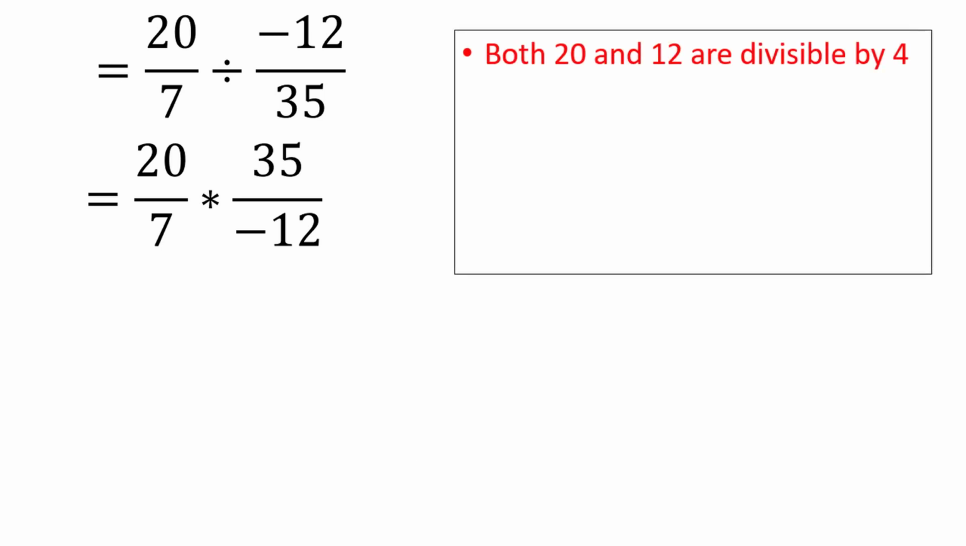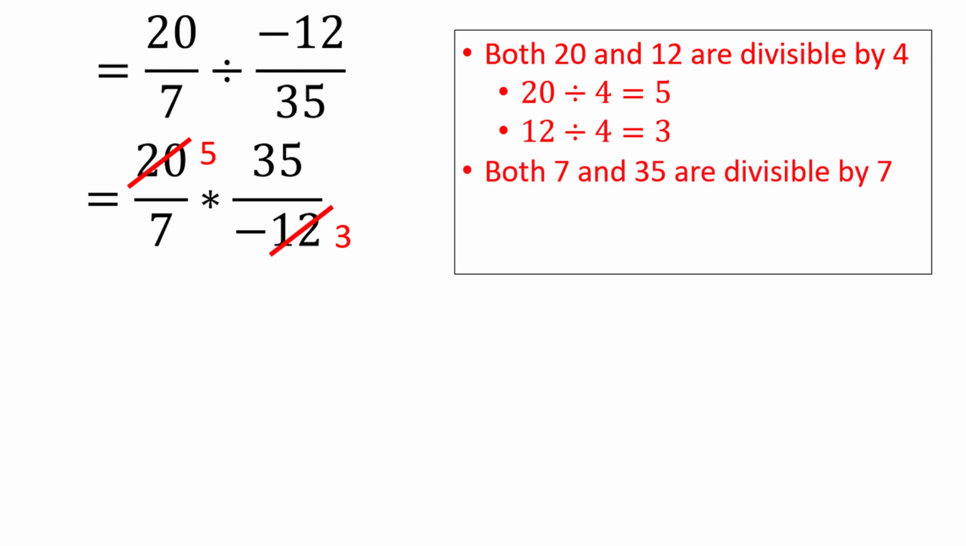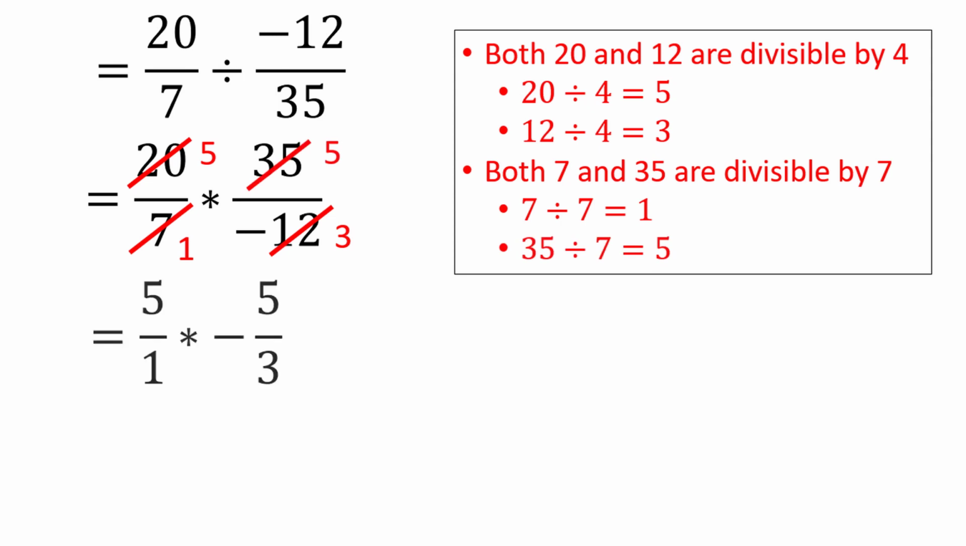We notice that both 20 and 12 are divisible by 4. 20 divided by 4 is 5, and 12 divided by 4 is 3. We also notice that both 7 and 35 are divisible by 7. 7 divided by 7 is 1, and 35 divided by 7 is 5. Altogether, we have 5/1 multiplied by -5/3. Notice I brought the negative sign from the denominator to in front of the fraction.